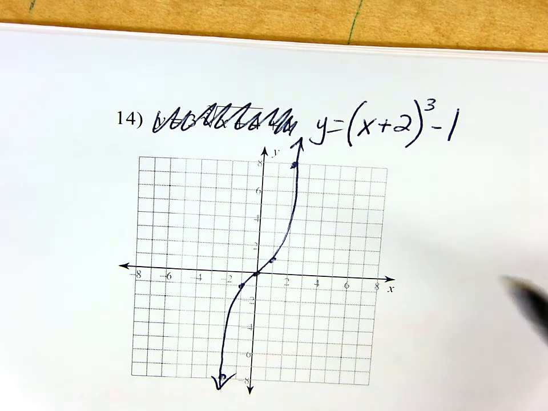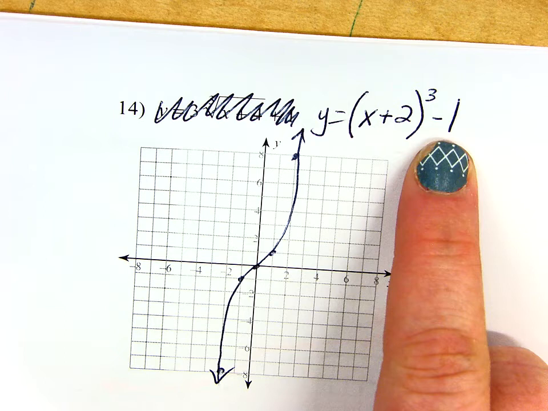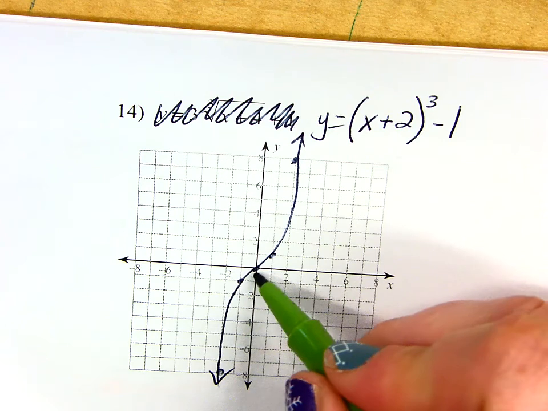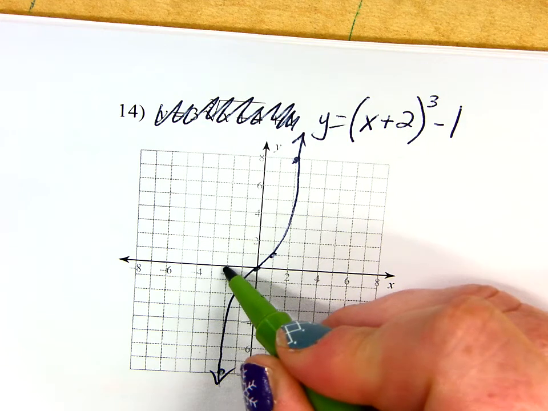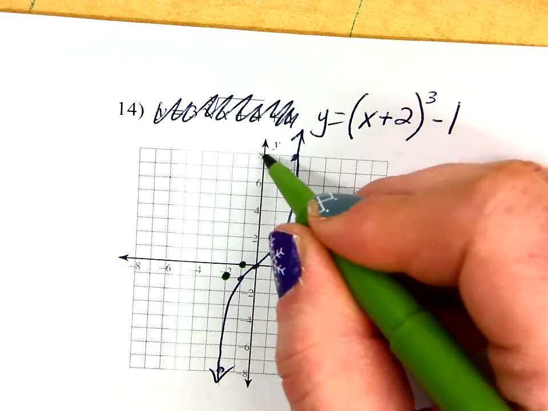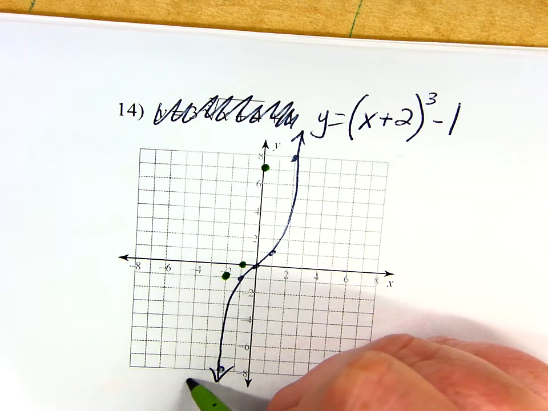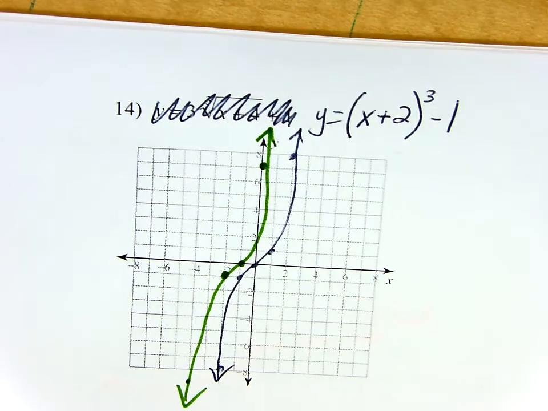Left 2, exactly. When it's in there coupled with the x, that's a left or right. That's your h value. So I'm going to pick everything up and move it to the left 2, and then this minus 1 out here tells me to go down 1. So I can do both of those at the same time. I usually start with the center point and then I go from there. You can do it however you like. Left 2, down 1. So there would be my graph.